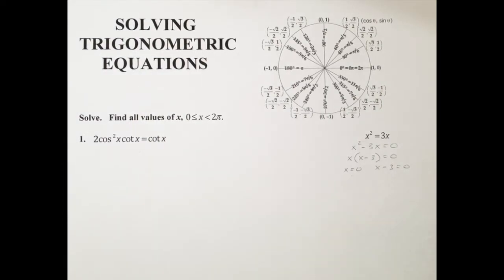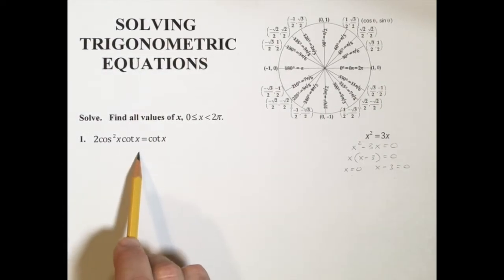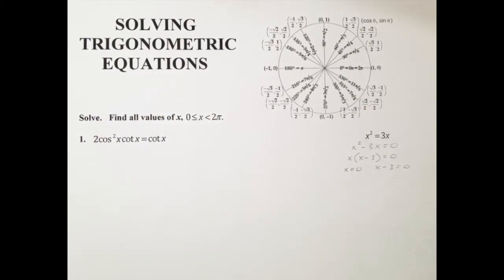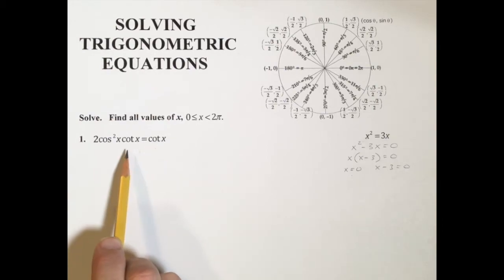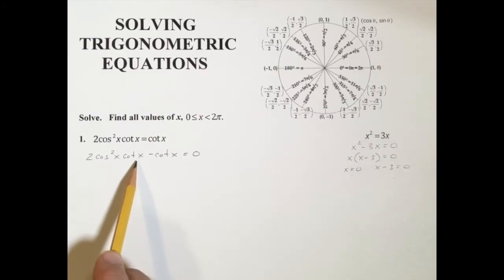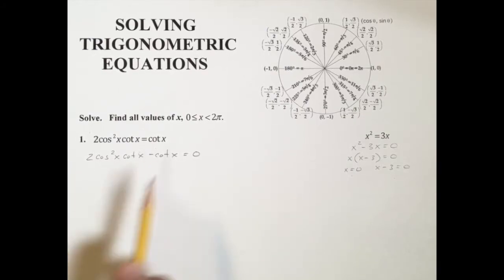All right, I bring that to your attention because over here, the first thought that might pop into your mind is to divide each side by cotangent of x. But if you divide each side by cotangent of x, you're not going to obtain all the correct answers. Let me instead begin by subtracting cotangent x on each side. And what we now need to see is that this term has a cotangent of x in it, and this term has a cotangent of x in it. Therefore, we can factor out a cotangent of x.